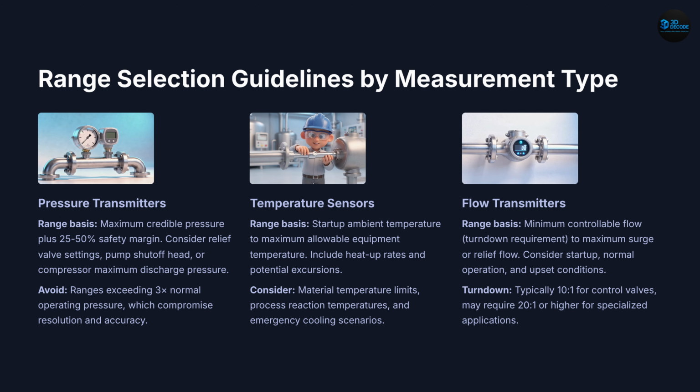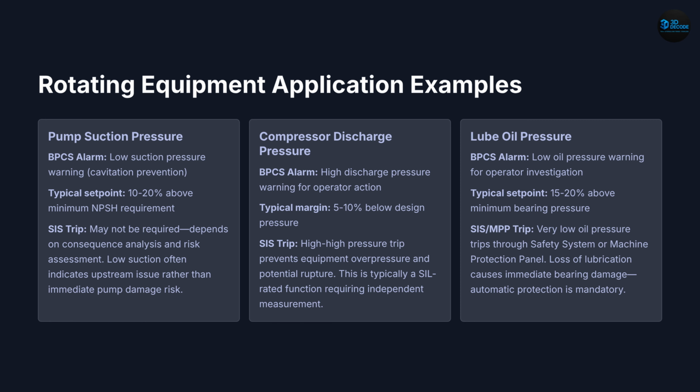Slide 7. Range selection practice. Different instruments require different range selection logic. For pressure transmitters, you should consider the maximum possible pressure, including upset conditions, and add a safety margin. For temperature, you should consider startup conditions and maximum allowable limits. For flow, you need to consider both minimum controllable flow and maximum operating flow. Choosing the correct range is critical for both safety and performance.